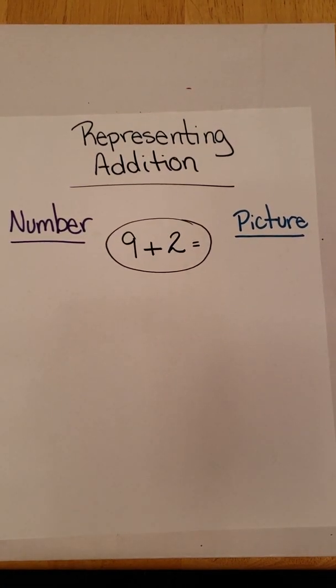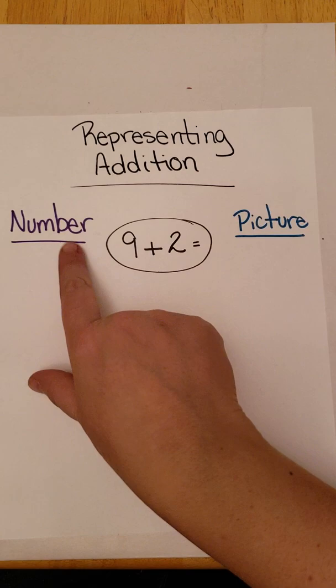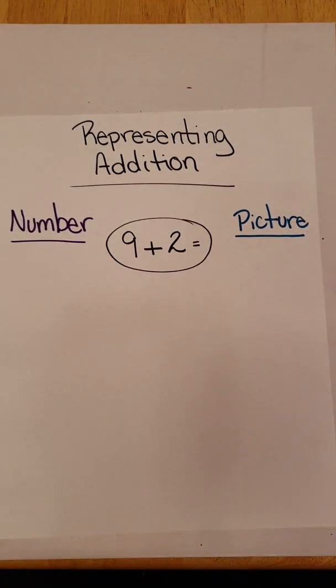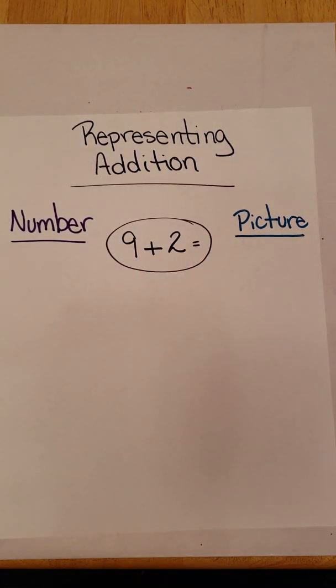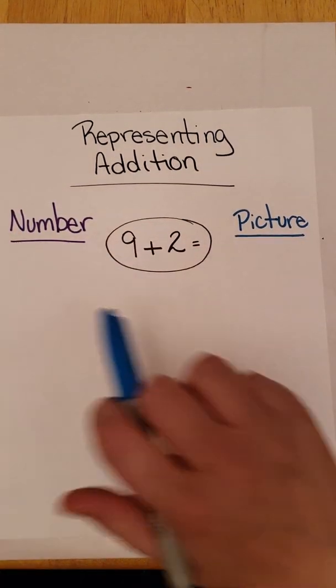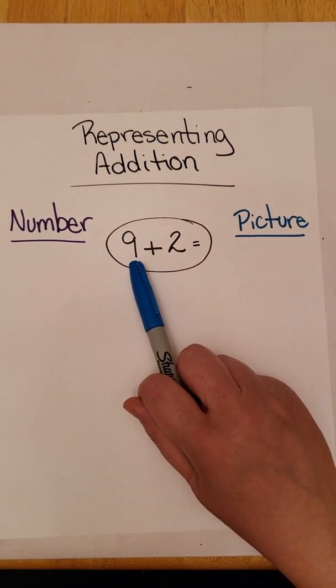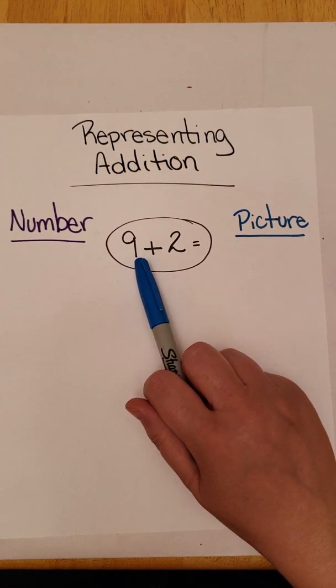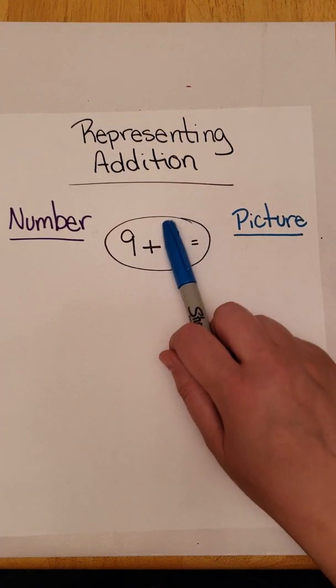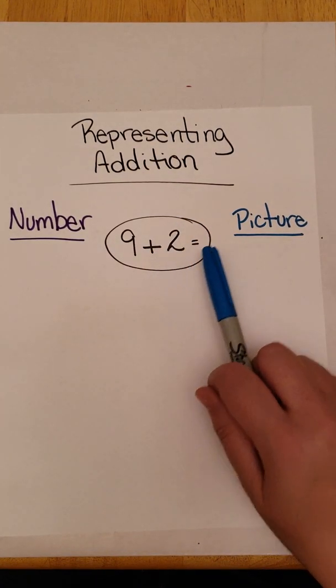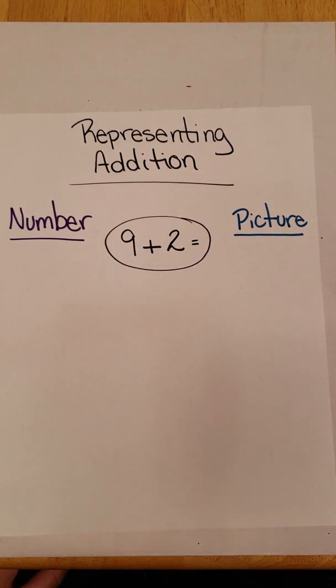Hello, mathematicians. We're going to use representations of numbers in two different ways, pictures and number representations, to help us represent an addition situation in math. When I look at an addition situation, in this case I have 9 things, and I'm going to put that together with 2 other things in order to get one big pile of things.